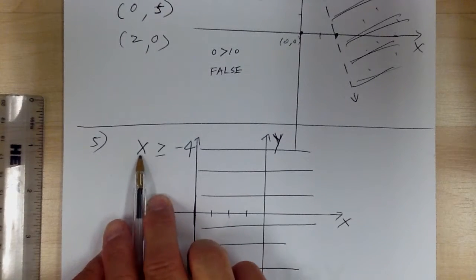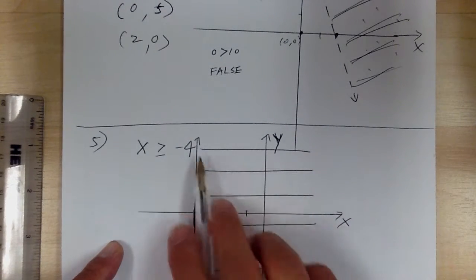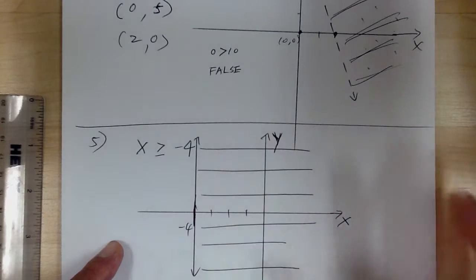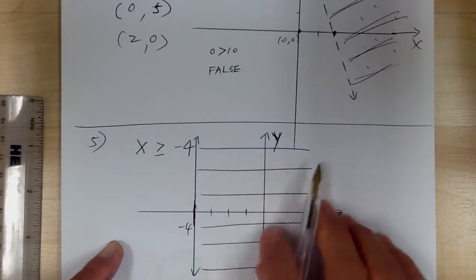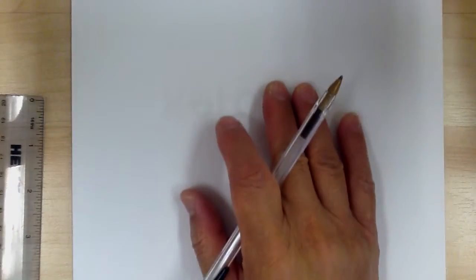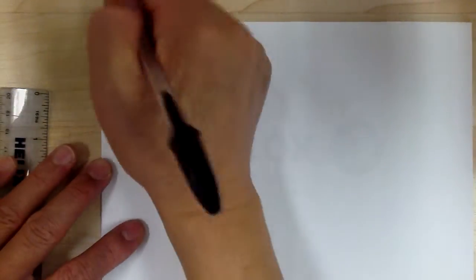So again, you want x greater than that. So this side is greater than the -4 because over here is your -4. So you want all the parts that are greater than that. So this side is greater than it. So that's how you know that this is your graph. Okay, now let's go to number 6.